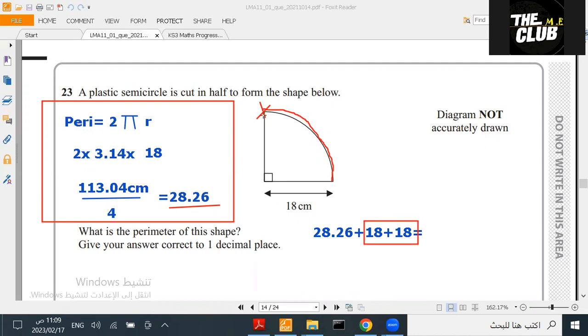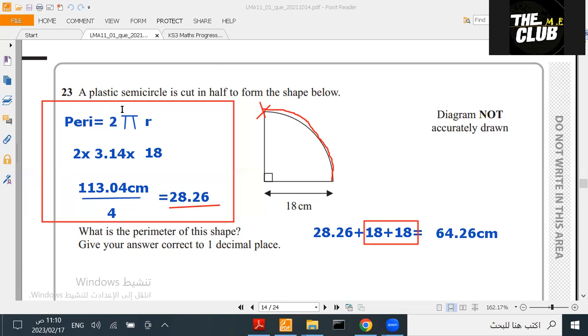The idea of the perimeter is that you start from a point, you walk on the arc, and then go back to the same point using the diameter. That's the idea. When you add them together, it's going to be 64.26. So you can say 64.3. You can round it. And it's in centimeters. Don't forget the units. And that's how you answer a question like this.